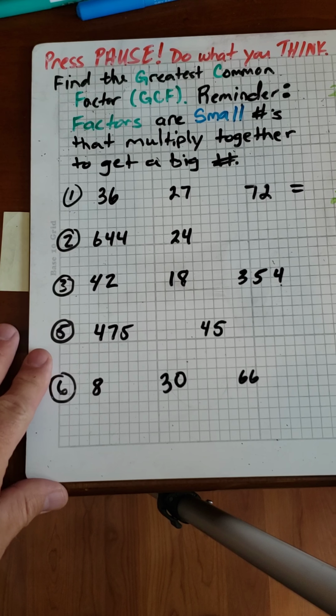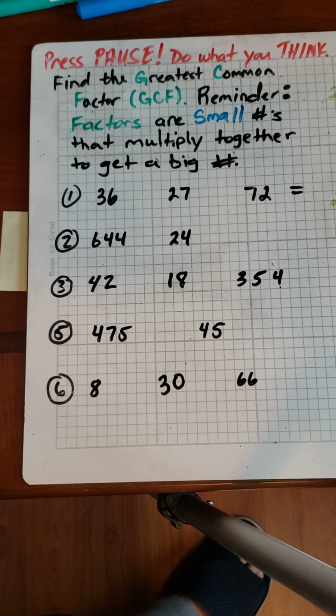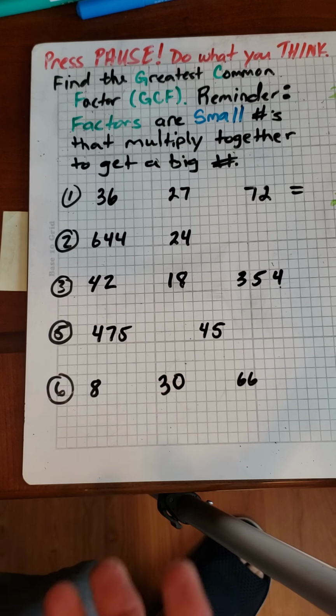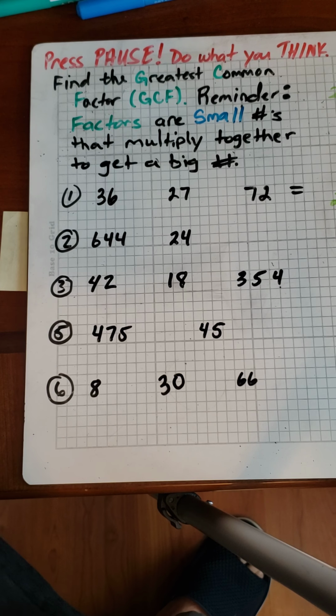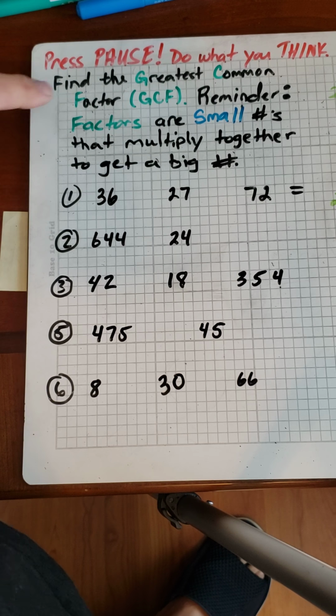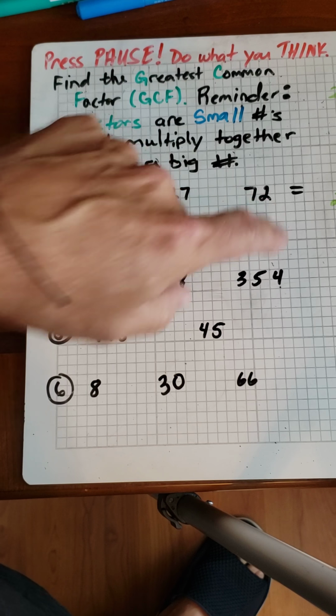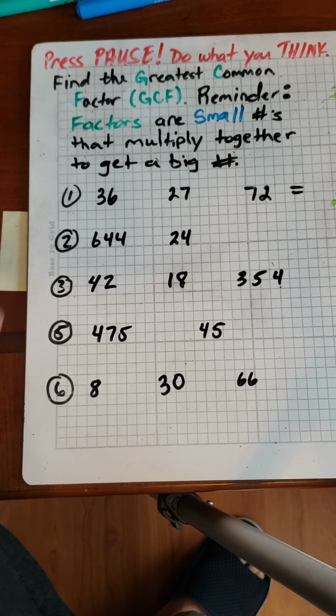So if I'm looking at the first one here, I have 36, 27, and 72. First thing I look for is my 2, and I see, is 2 going to work? Well, even, yes. Odd, no. So I can stop because I'm trying to find the biggest number that goes into each of these evenly. So I know 2 is not going to work. If I know 2 doesn't work, then I know 6 doesn't work, because 6 needs 2 and 3. So those are done. Now I'm going to go to 3 and see if 3 works.